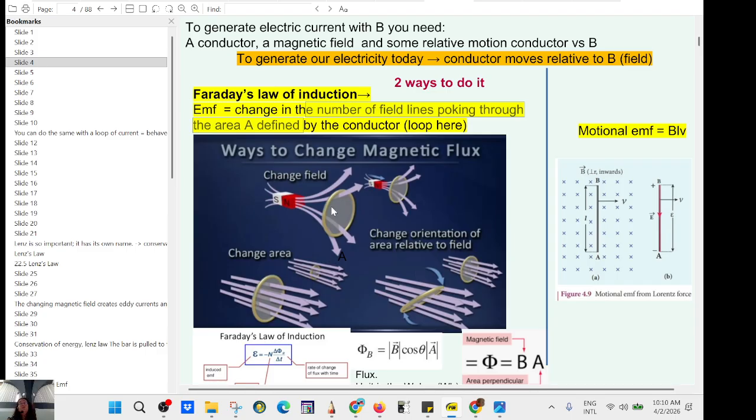So if you want to induce a voltage, you can change the magnetic field. You can change the area, because if you make the area smaller, you're going to have fewer magnetic field lines poking through. Or this is the way we do it to generate electricity: we spin. If you spin, the number of field lines poking through is going to change. You are changing the orientation between the magnetic field and the area. We spin at a rate of 60 cycles per second. And then you have something called, we'll get back to that, motional EMF.